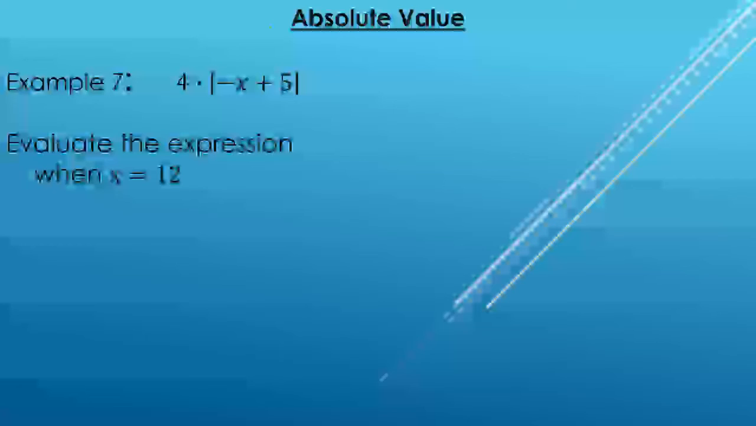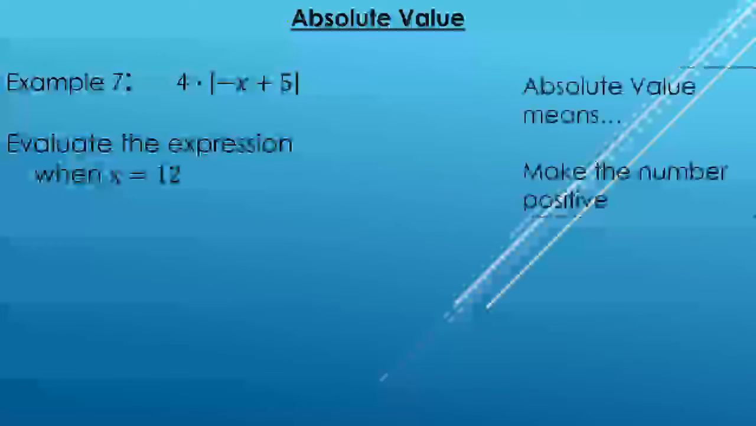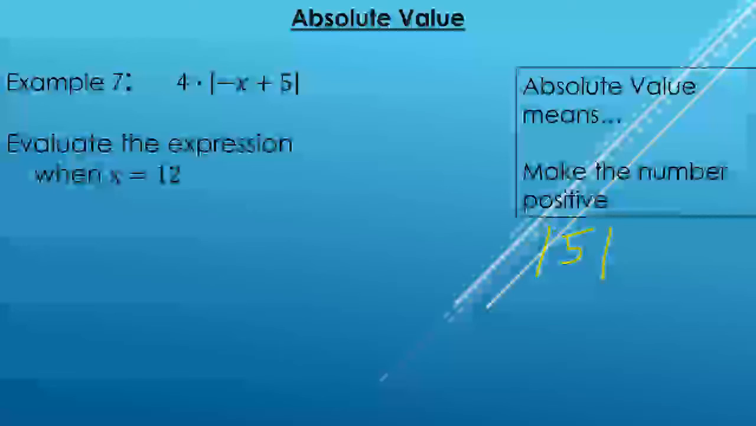All right, absolute value. I think you've all seen this before, but let's talk about it and try a problem. Absolute value means make the number inside positive, but maybe I should add to this a little bit. Absolute value, these two bars, is a symbol telling us to find the distance of whatever's inside here to 0.